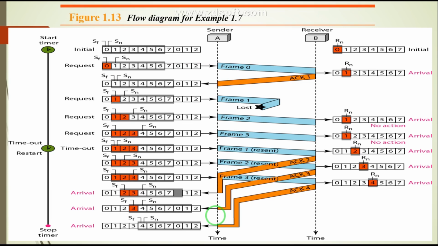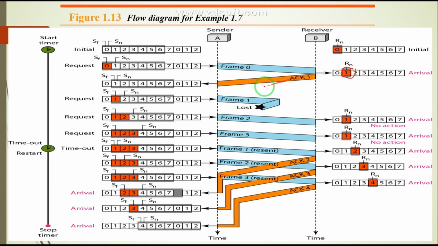Now let's see this flow diagram. As we have told, you can observe it. Frame 0 has been sent. Earlier Rn equal to 0, so the receiver is going to keep this frame. It is going to accept the frame. By receiving frame 0, Rn increments by 1 slot.